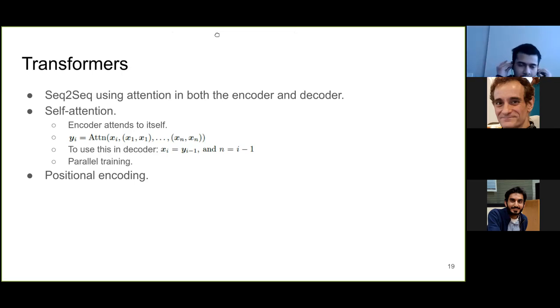Another advantage of transformers is that we can train them in parallel, because we already have the output for the decoder. Basically, if the sentence length is n, we could have n processes training each of the positions.